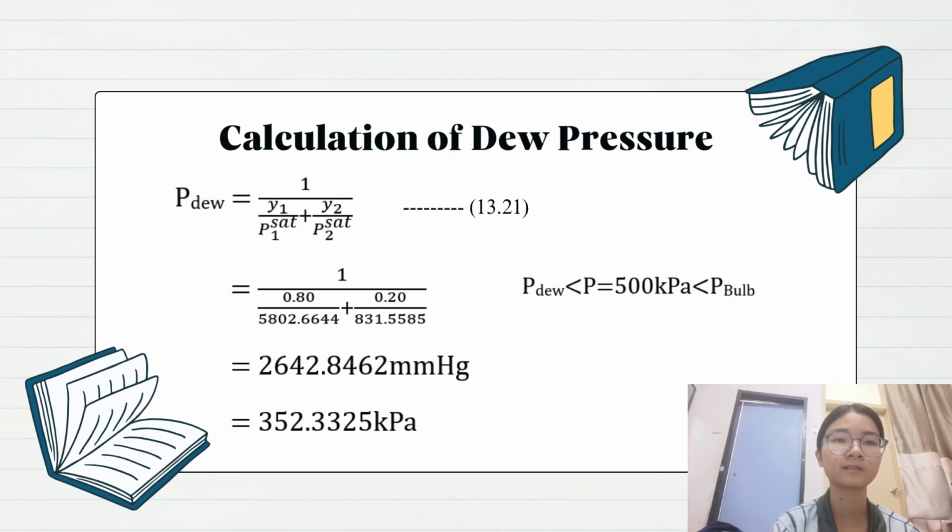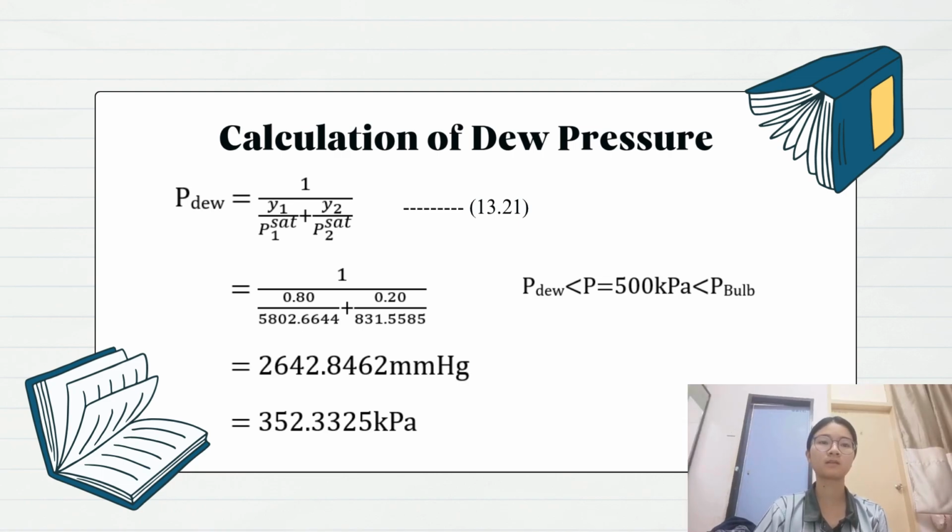Next, we will calculate the dew point pressure. We also get the equation from the same book, however, it is equation 13.21. So we will get the dew point pressure as 352.3325. The pressure of the system is 500 kPa, which is between the dew point pressure and bubble point pressure. Thus, the system is in the two-phase region and flash separation can occur.